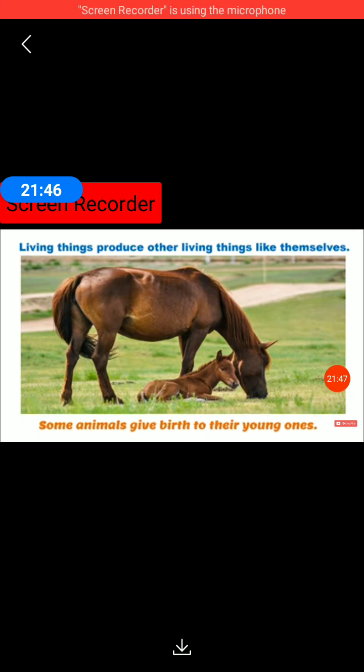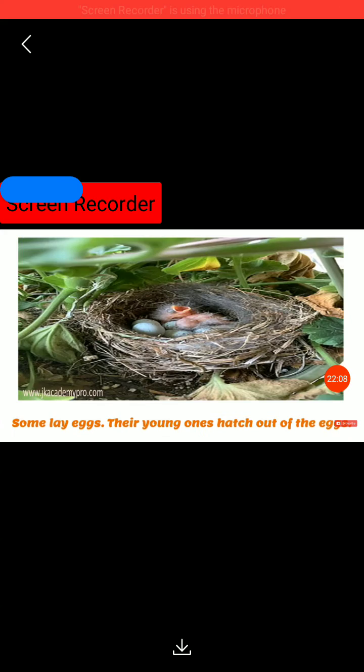Now we are going to study how living things produce other living things like themselves. Some animals give birth to their young ones, right? You can see in the picture, a horse is giving birth to a young one. Whatever he looks like himself, he is producing other living things. Some lay eggs, and their young ones hatch out of the eggs. What does a bird do? A bird lays an egg, and the egg hatches and gives out the young one.